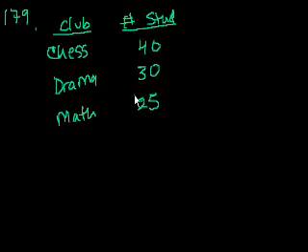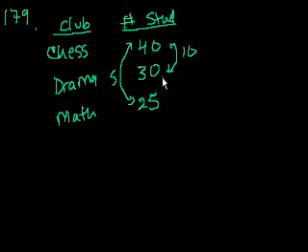The table above shows the number of students in 3 clubs at McAuliffe School. Although no student is in all 3 clubs, 10 students are in both chess and drama. I feel a Venn diagram coming on. 5 students are in both chess and math. And 6 students are in both drama and math. How many different students are there in the 3 clubs?